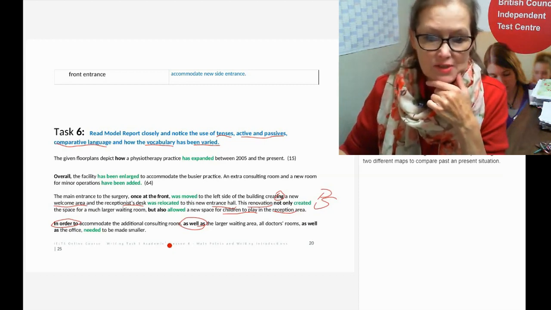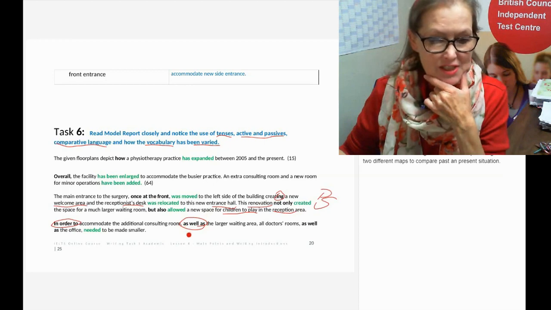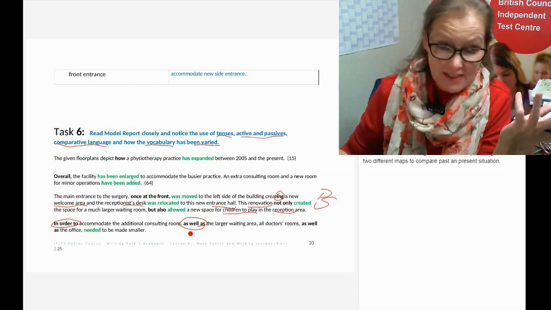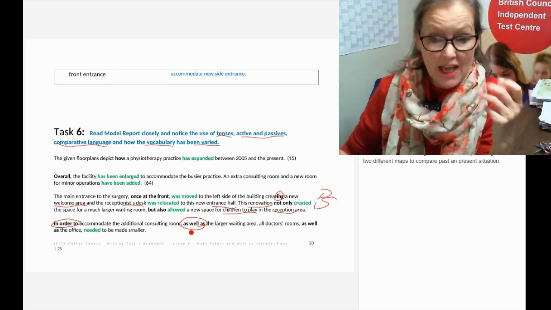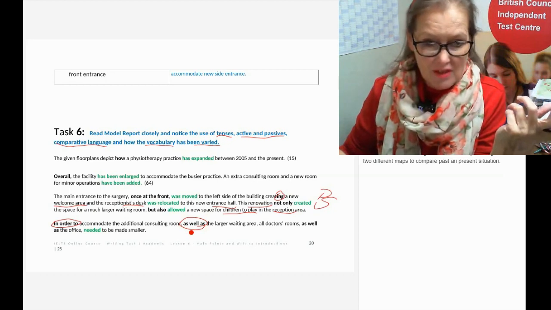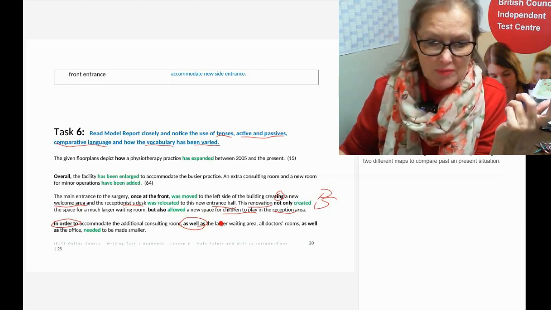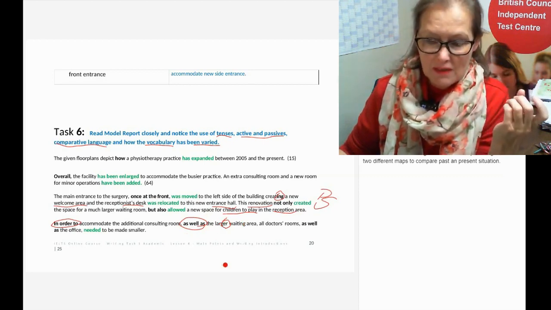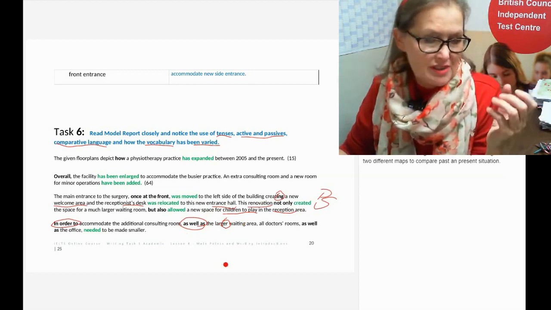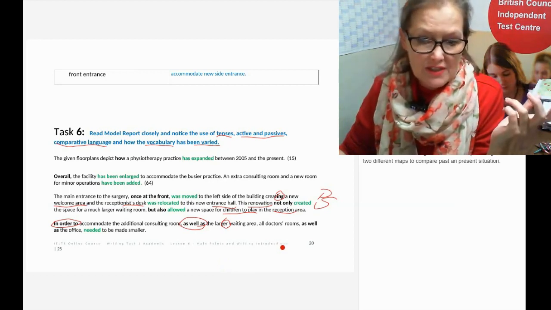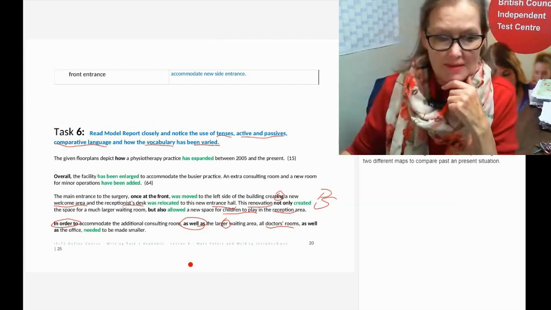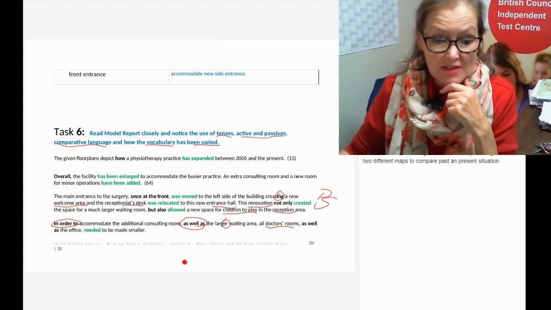Have a look at this, as well as. Sometimes it's nice to replace and with as well as. So we can show the examiner we can use both and as a linking word and as well as. The larger waiting room. See that? There's my language to compare. Now they call them consulting rooms or just CRs, and what I've done is I've called them doctors' rooms, or maybe they're physiotherapist rooms, but they're still doctors. As well as the office.